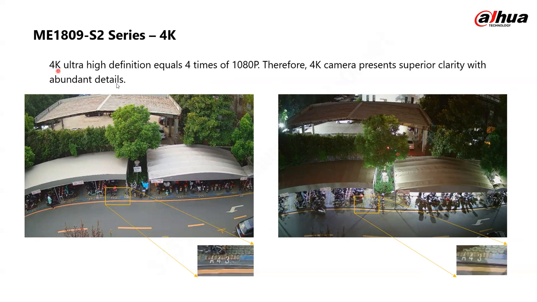So 4K ultra high definition equals 4 times the 2 megapixel product, and therefore the 4K camera presents superior clarity with abundant details either during the day or during the night. Again, this is a similar scene at two different times, produced by one camera.